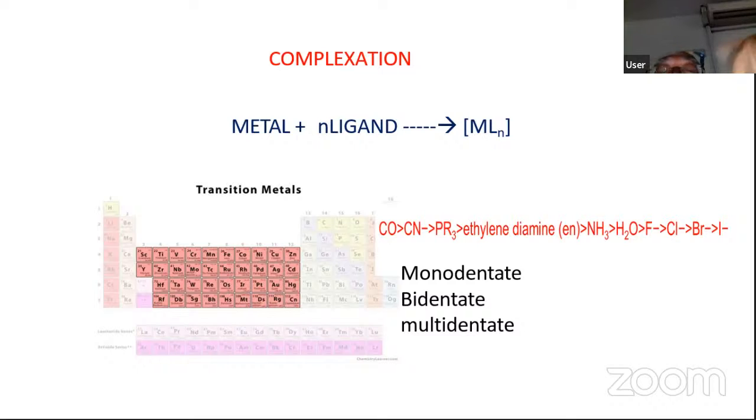Okay, we have studied how to make complex. Now you want to study the reaction of the complex compound, the reaction of the coordination compound. Okay, get that picture correct. Next slide, please.